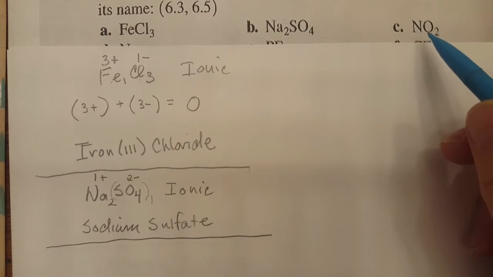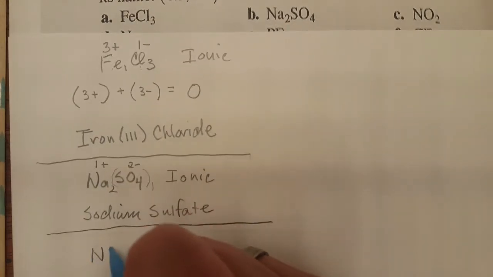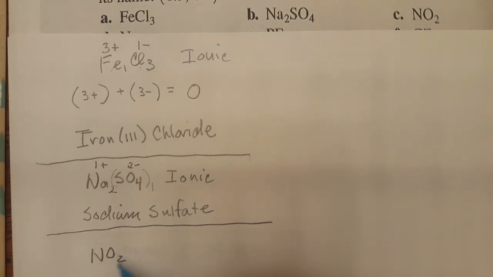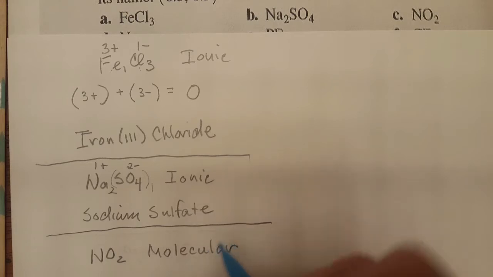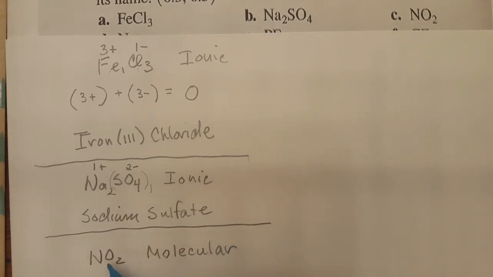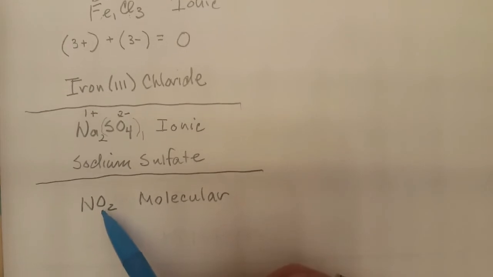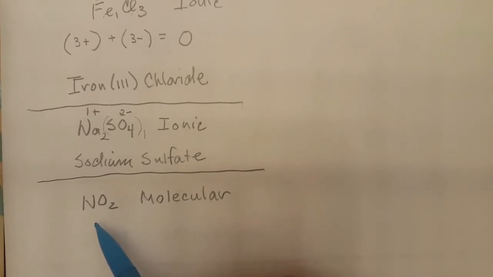Okay, let's go with this one, NO2. Is it ionic or molecular? It has no metals. These are both nonmetals, so it's molecular. And because it's molecular, all the electrons are shared, and there's no need to attach a charge to either one of these. In fact, there is no charge. But instead, we need to identify the stoichiometry.